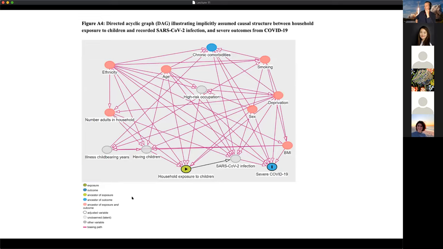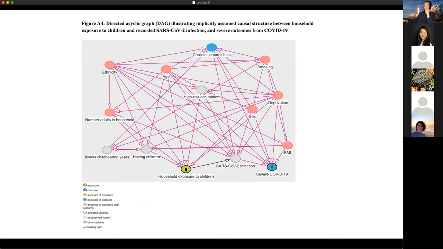Now, I'm not going to spend too much time on it, but I just want you to realize that when you do this type of analysis, there's a lot of complicated statistics involved, because what you want to do is say, how does household exposure to children, which is a very dry way to say you have children living in your household under the age of 18, affect the outcome? And the outcome is severe COVID-19.